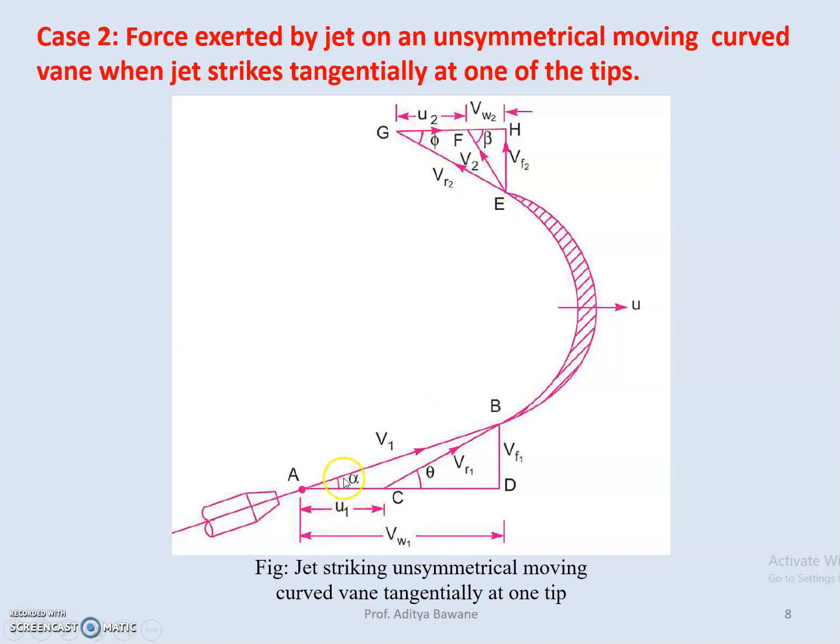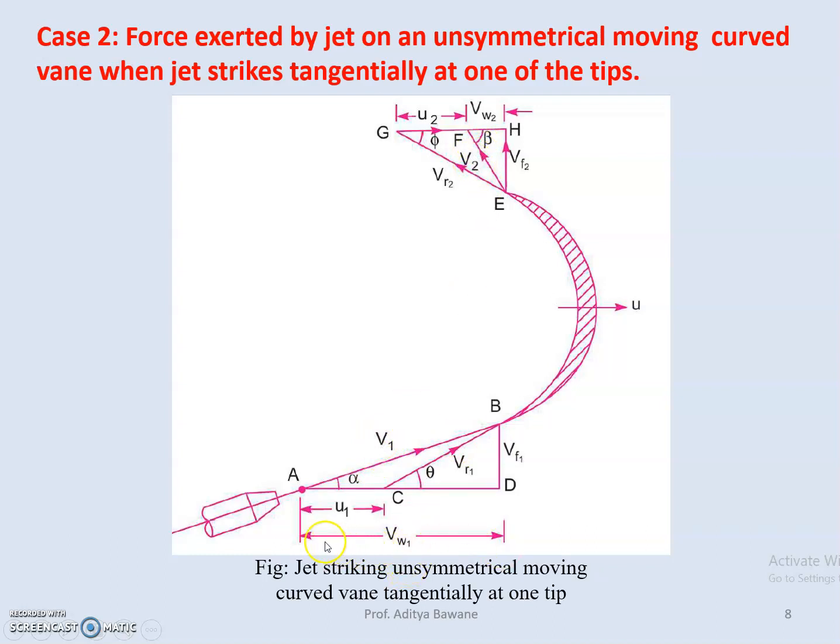Alpha is the angle made by the jet with respect to the x-axis. Theta is the angle of the blade, so the inlet blade angle is theta. Similarly, the outlet blade angle is phi. Beta is the angle made by the outlet velocity, the exit velocity. The initial velocity of the jet is v1, the outlet velocity is v2.